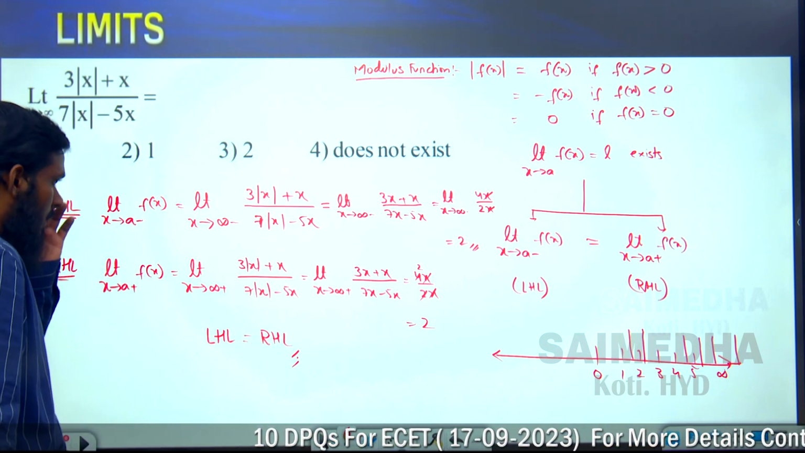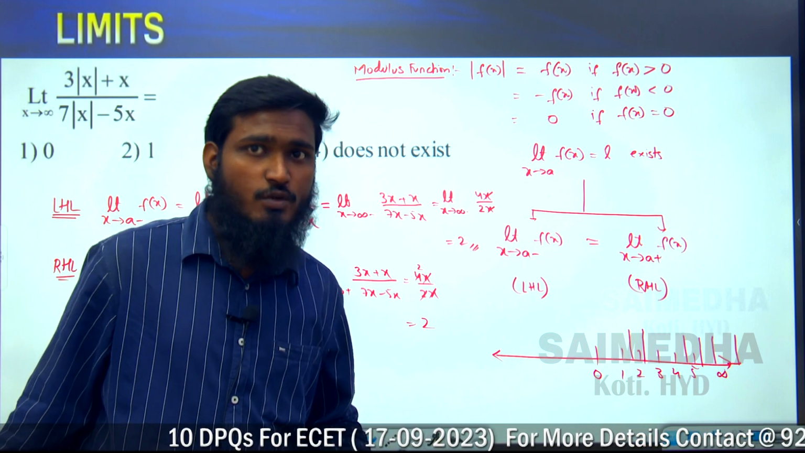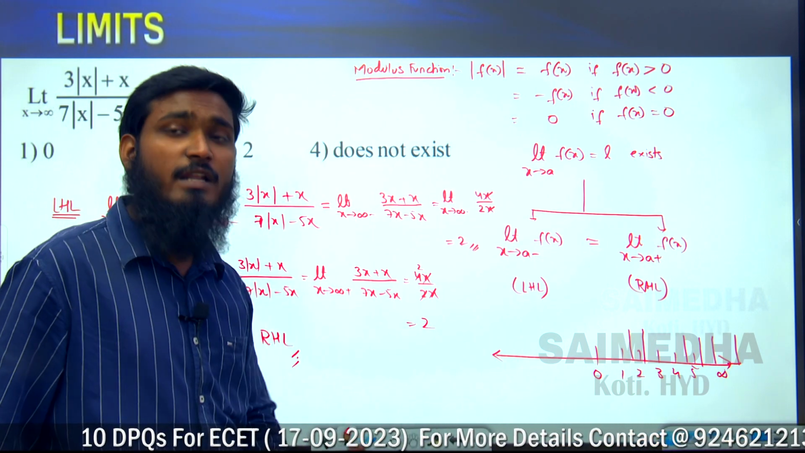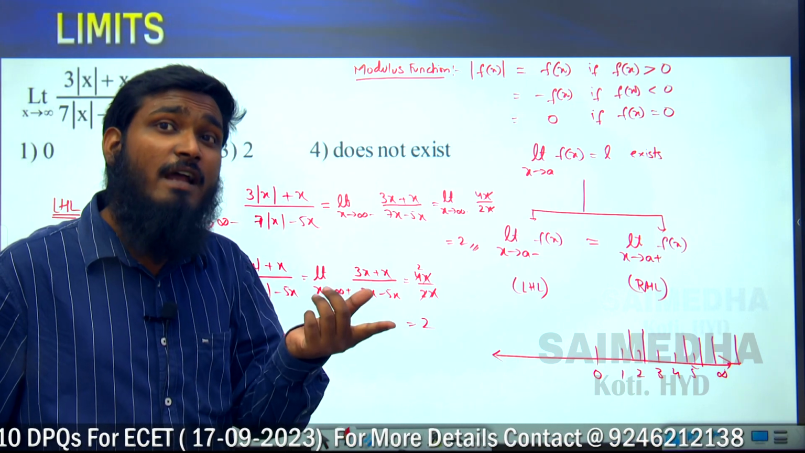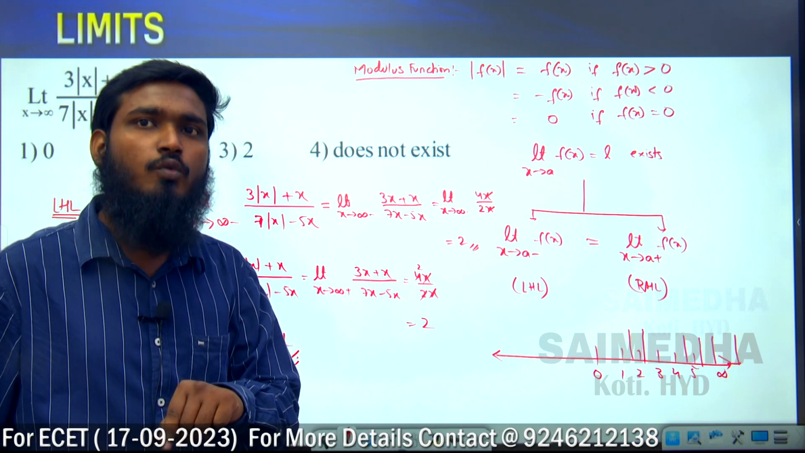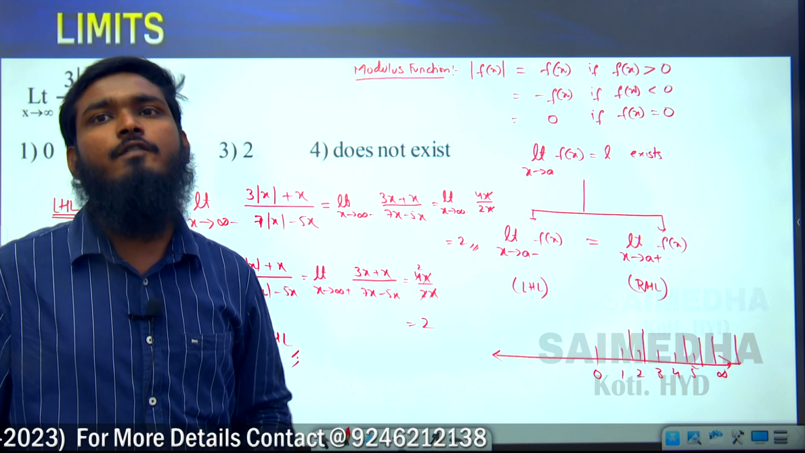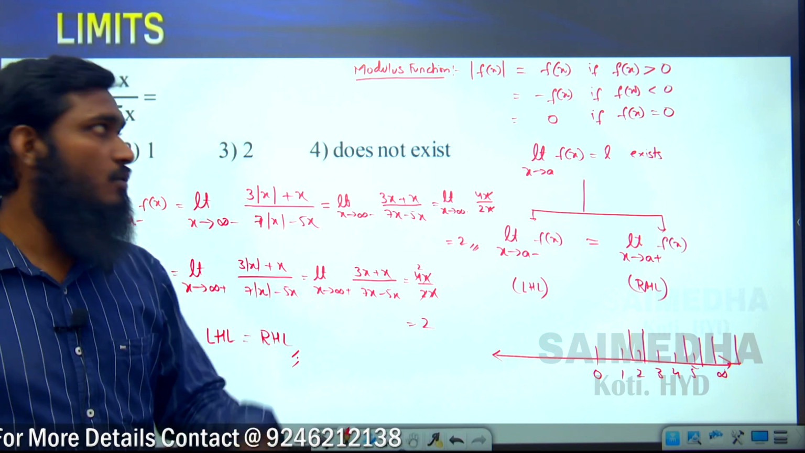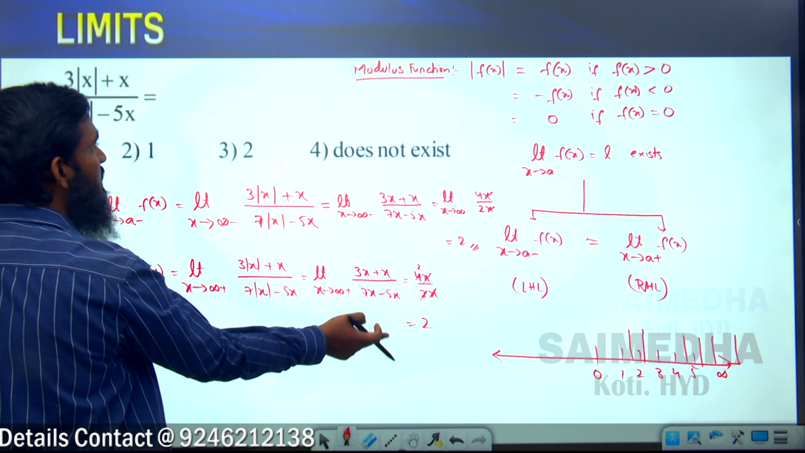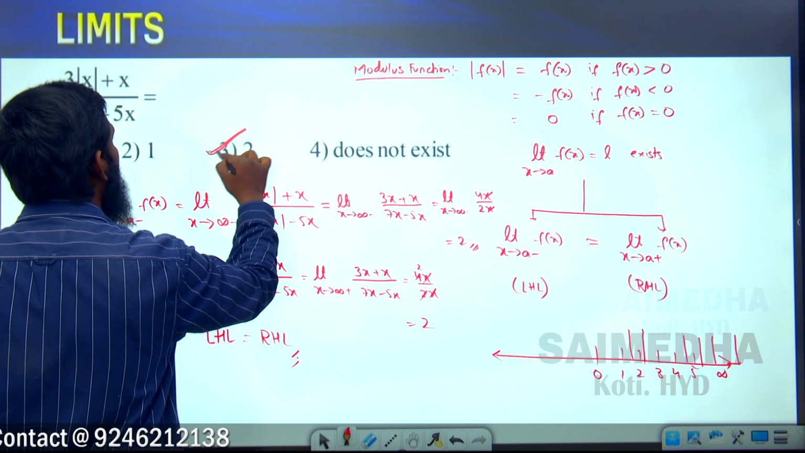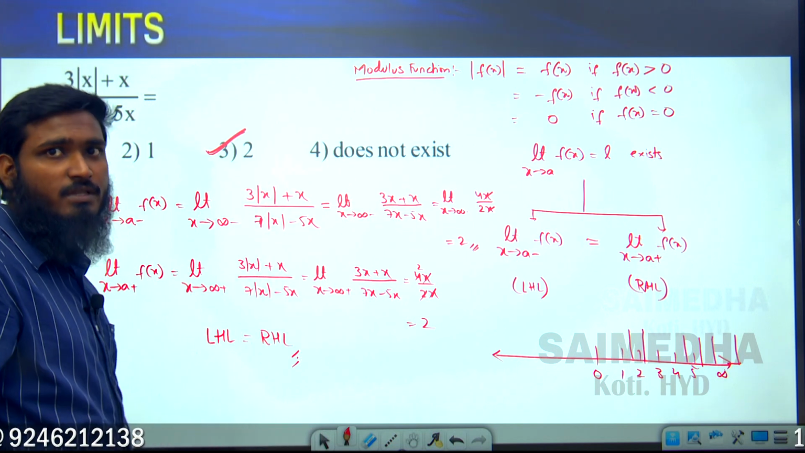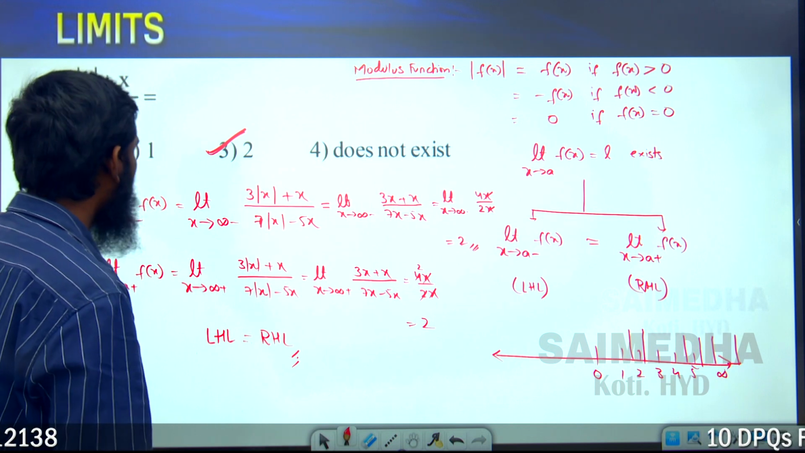Whenever we are getting LHL value equal to RHL value, this will be the final answer, the limit value we are having. But if LHL value is not equal to RHL value, then we have to go for limit does not exist. Okay. So for this, as we are getting the answer as 2, let us go with option 3 over here. Okay, so option 3 is correct.